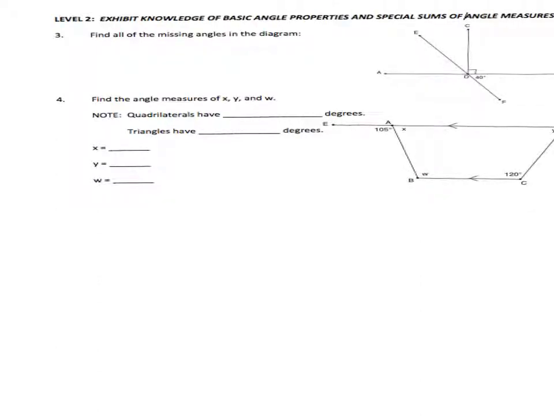All right, so in level 2s, we're finding missing angles. What I want you to do is try number 3 on your own and see what you can get, knowing what you know already. And then I'll go ahead and walk you through how I got them. So go ahead and pause the video.